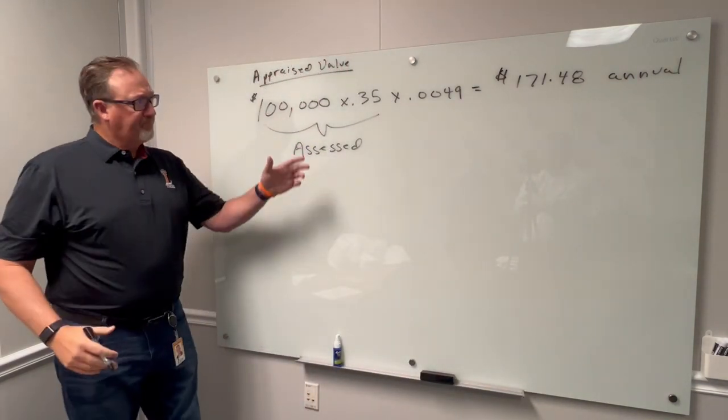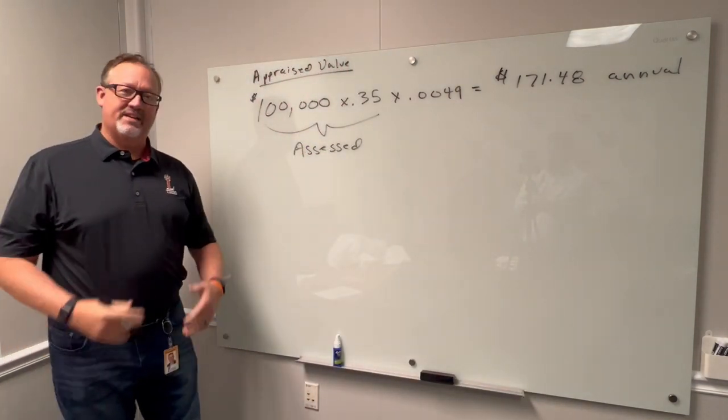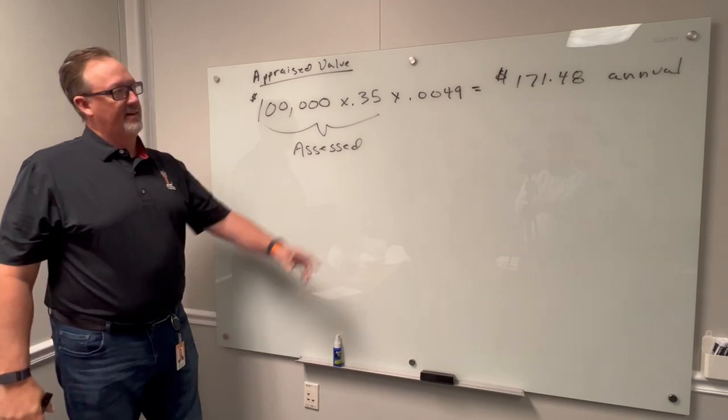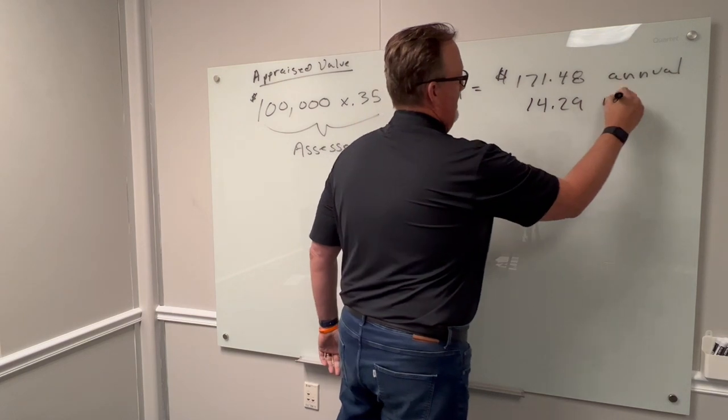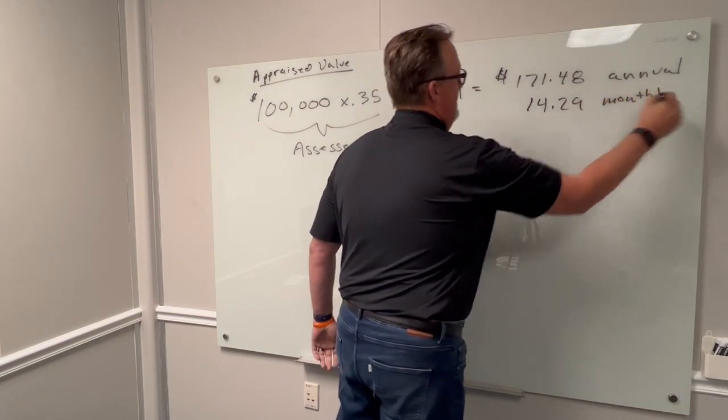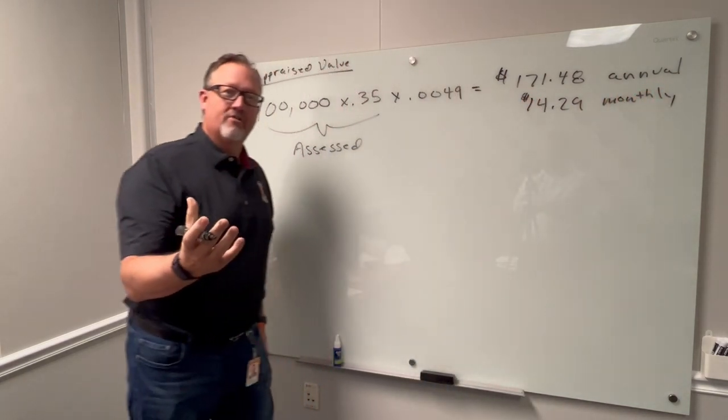What we did, the literature that we put out, and we wanted to get it out quickly so people had an idea what it meant, but if you divide that by 12, that's going to give you the $14.29 that you would pay monthly for a $100,000 home.